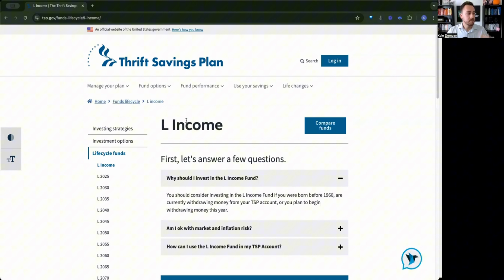So hopefully this was helpful and gave you guys an idea of what fund options are out there. Now, if you're confused and you don't necessarily know which fund is going to be the best route for you to go, that's why the L funds, the Lifecycle funds, were created. Those are meant to be a set it and forget it type of fund option, where the TSP is automatically going to adjust that over time for you as you get closer to retirement.